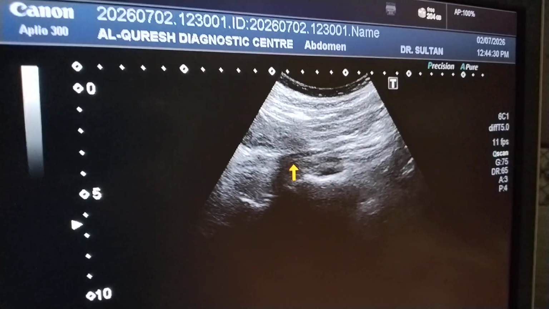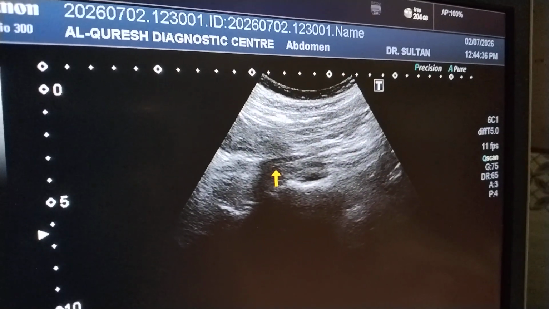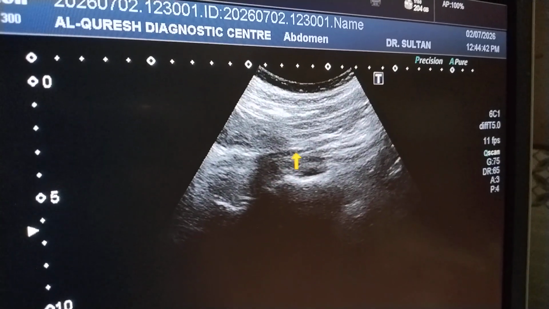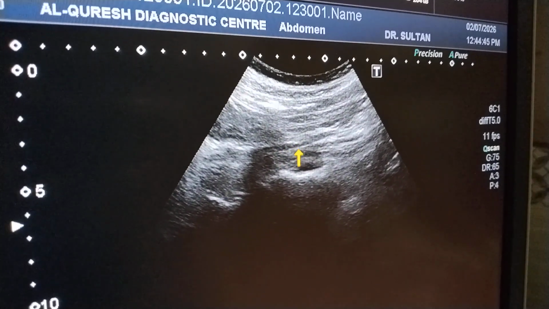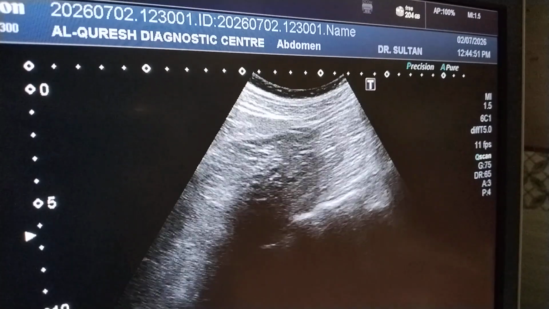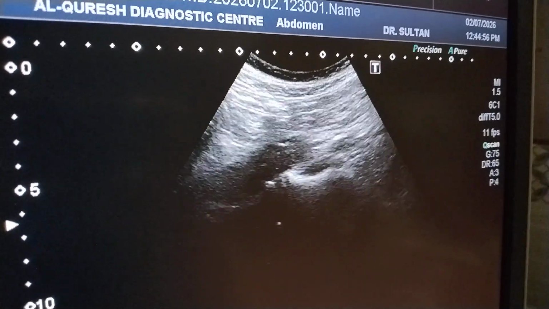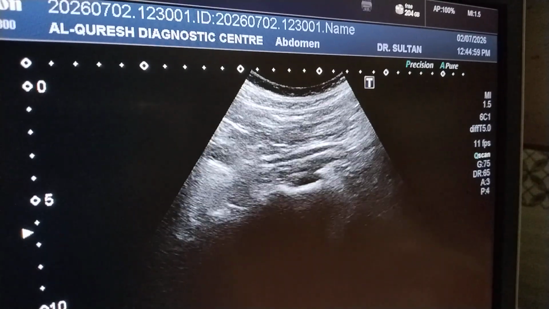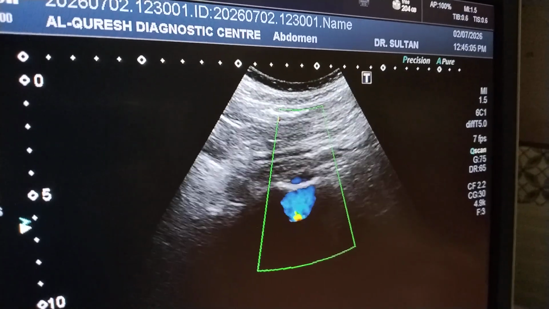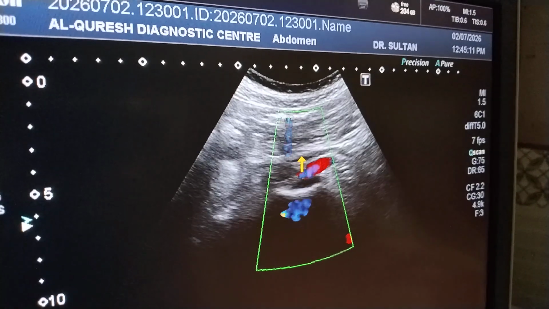If the patient is fatty or bulky, we should use the low frequency probe, and if the patient is thin, we can use the high frequency probe. If we are unable to recognize whether it is a vessel or the ureter, we can apply color. This is the psoas major muscle, then I am tilting up slightly, angling anteriorly, and then I will see, look here, these are the vessels and this is the ureter which is not taking color.